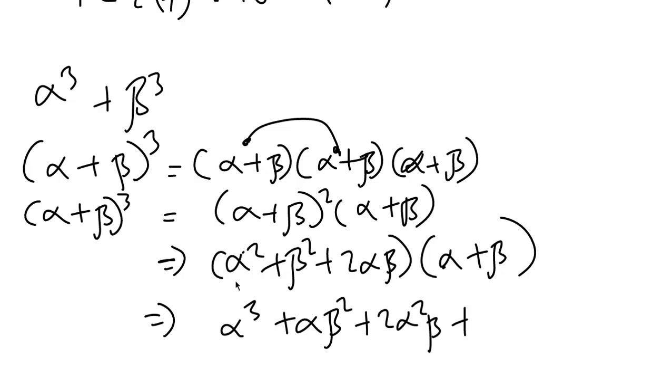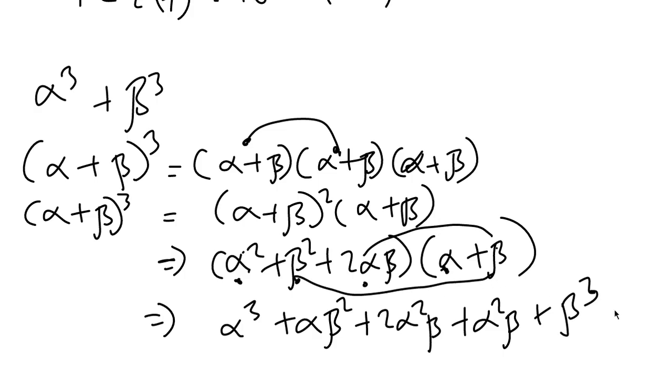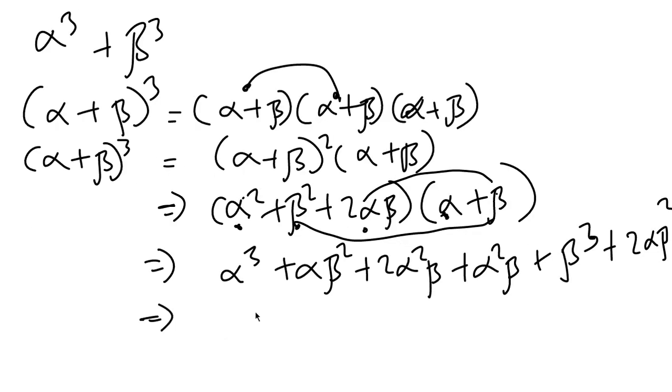I'm doing this times this, that's this times this times this, and then alpha times 2 alpha beta, then beta times alpha squared is going to give us alpha squared beta, plus beta squared times beta, that will be beta cube. Then 2 alpha beta times beta will be 2 alpha beta squared. Do you grab? So from this point, you can now see that the alpha cube plus beta cube you are looking for is inside here.